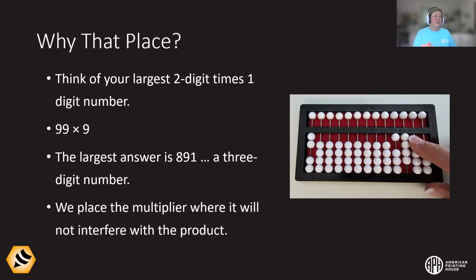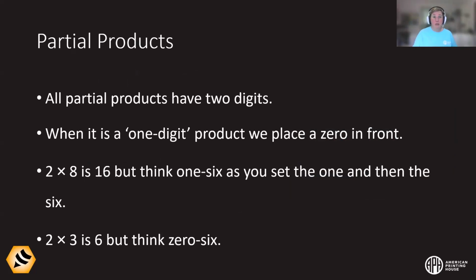Out of curiosity, what's the largest 1-digit times 1-digit number? 9 times 9. So how big could the product be? How many digits? It's 81, 2 digits. Again, this thought process might help you understand and might help your students understand where we're going to place it. Let's set a problem. But before we set it, I need one more thing to talk about.